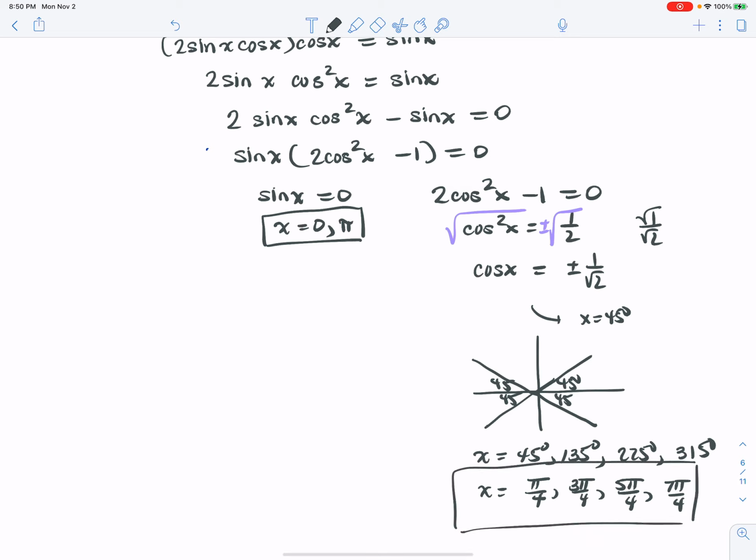So this equation has 6 solutions. All those odd pi's over 4, and 0 and pi. So here's a challenge for you. Graph the equation in Desmos, whether you use 2 equations or 1. I would suggest using 1 because it might get a little complicated. And then try to find all 6 solutions. So I'll leave you with that.